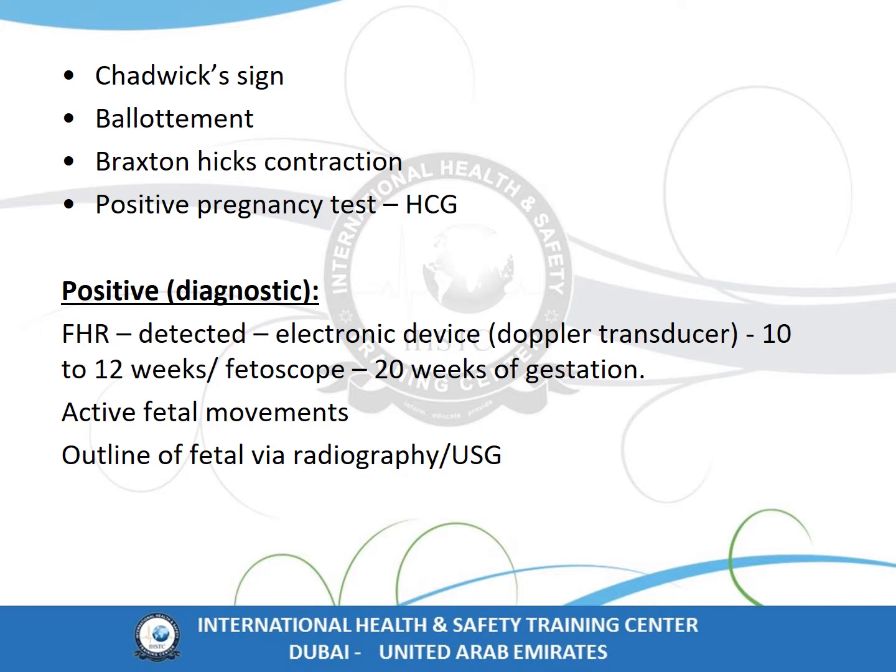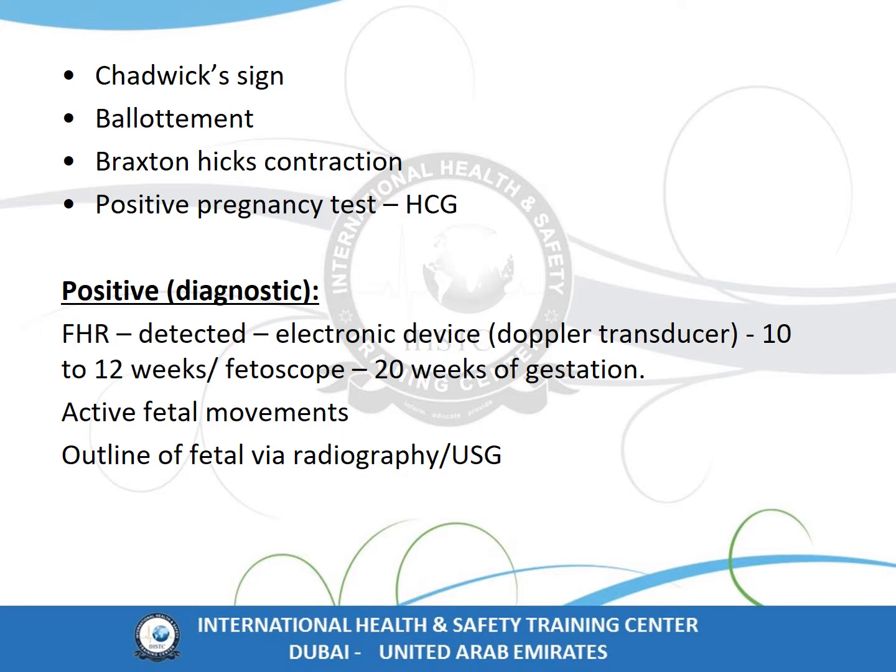Ballottement is a rebounding of the fetus against the examiner's fingers on palpation. Braxton Hicks contractions are irregular painless contractions that may occur intermittently throughout pregnancy. And positive pregnancy tests for determination of the presence of human chorionic gonadotropin.